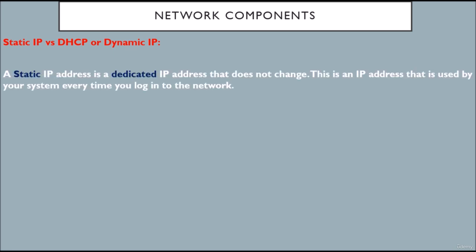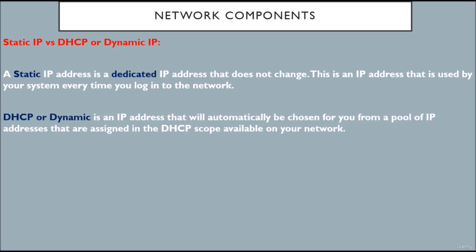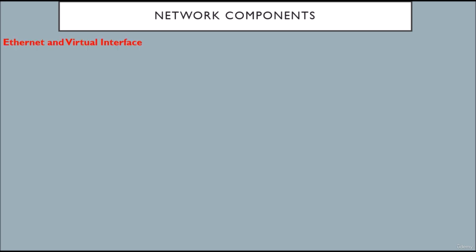Static IP versus DHCP or dynamic IP. A static IP address is a dedicated IP address that does not change. This is an IP address that is used by your system every time you log into the network. A DHCP or dynamic IP address is an IP address that will automatically be chosen for you from a pool of IP addresses that are assigned in the DHCP scope available on your network. Think of static as permanent and DHCP as a temporary IP address.